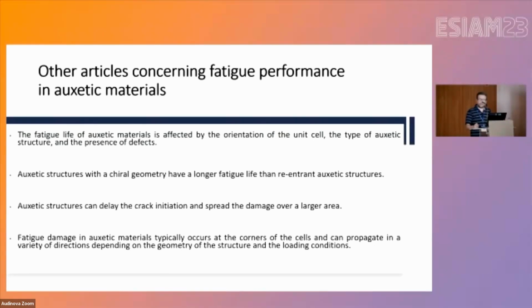Other works also concluded that the auxetic structures had the ability to delay crack initiation and spread the damage over a larger area, and that the damage occurred mainly on the corners of the individual cells, and then propagates depending on the orientation of the cell and the loading conditions.